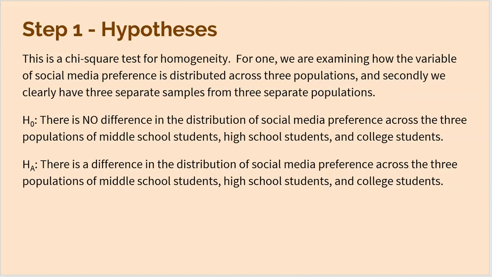Now, this is a chi-squared test for homogeneity. Notice that we are looking at 3 different populations, and we are asking whether the distribution across those populations is different. Those are all signs that this points to a homogeneity test. So the null is, of course, there is no difference in the distribution of social media preference across the 3 populations of middle school students, high school students, and college students. Notice the context thrown in there. And again, remember, the null is what we have to assume to be true.